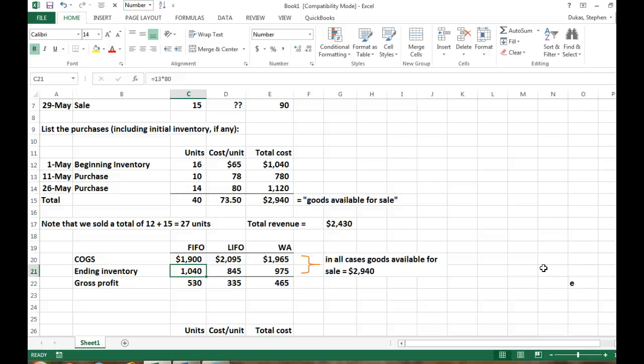We use the same logic to compute ending inventory. Ending inventory consists of the items we haven't sold. Well, that's the 13 units from this very last purchase. So under FIFO, ending inventory consists of the most recent units. Cost of goods sold consists of the oldest units.